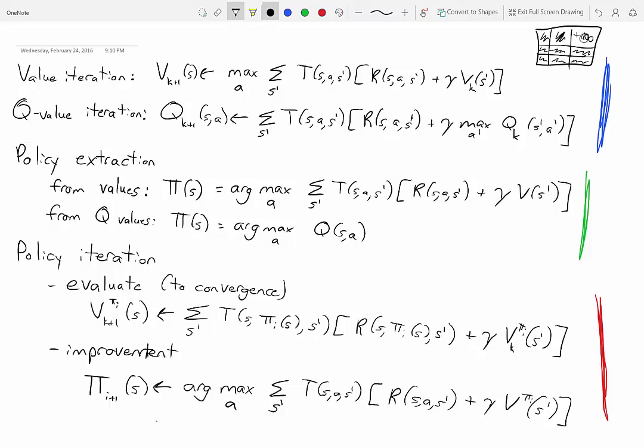So first, let's look at policy iteration versus value iteration. As you can see, the equations are very similar, except value iteration has this max over A, while in policy iteration, the evaluation does not. This is because policy iteration uses the current estimate of the policy to get the value, while value iteration just takes the best one, the max over all A.